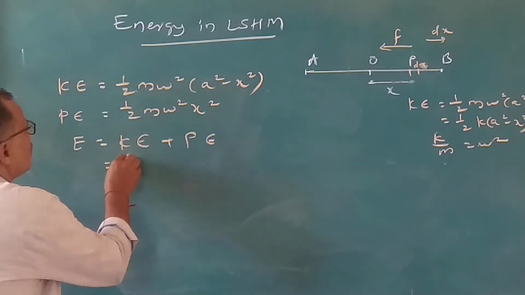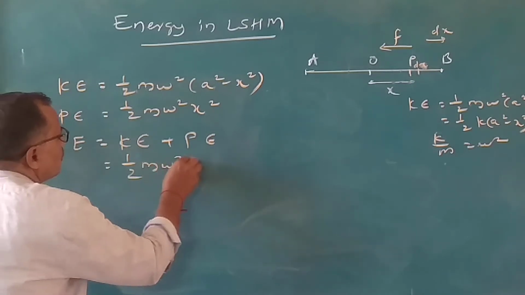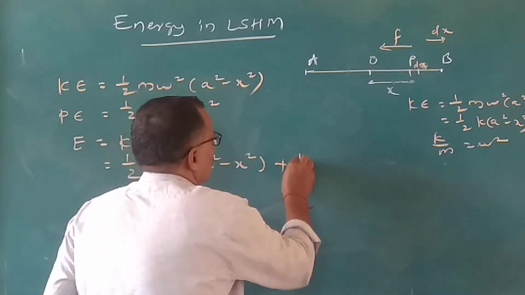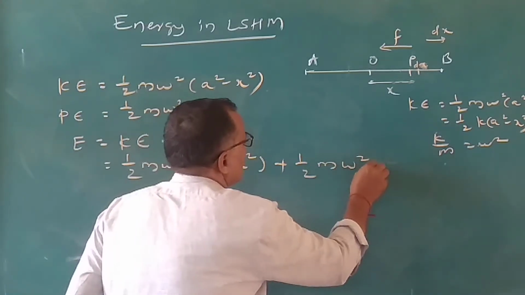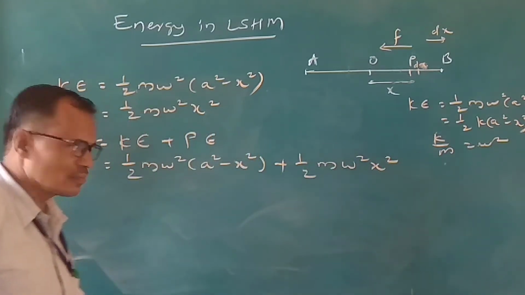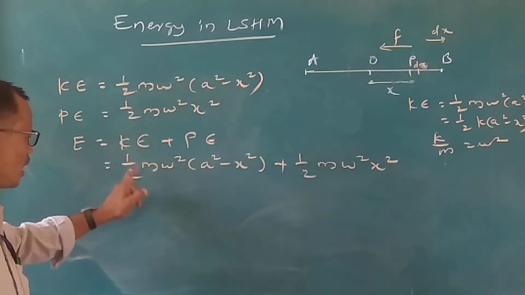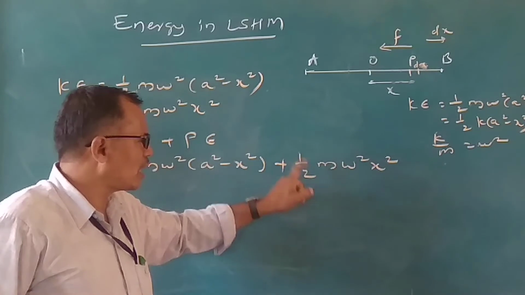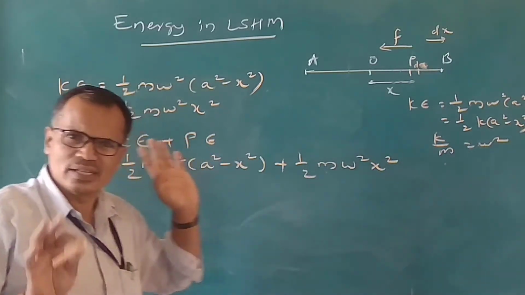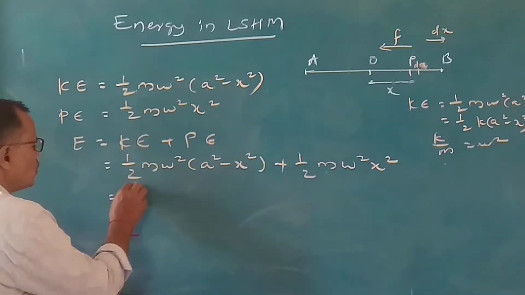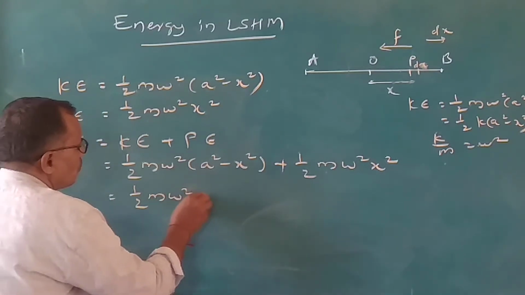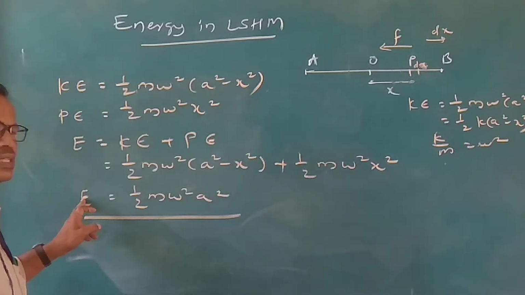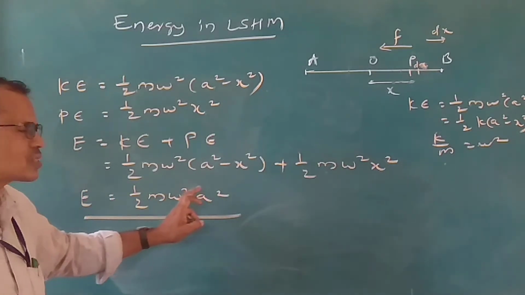So it will become 1/2 m omega square (A square minus x square) plus 1/2 m omega square x square. Expand this bracket: 1/2 m omega square A square minus 1/2 m omega square x square plus 1/2 m omega square x square. It will get cancelled. So the energy E will be equal to 1/2 m omega square A square.